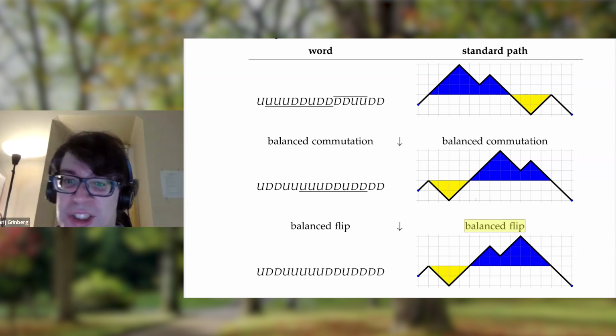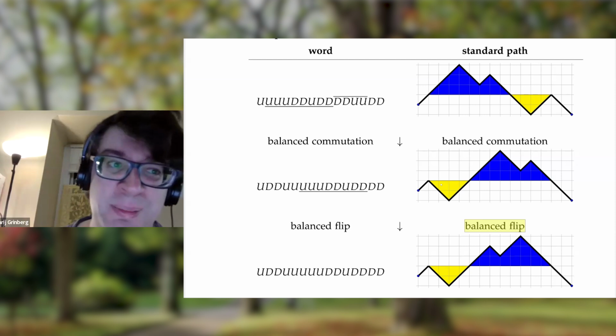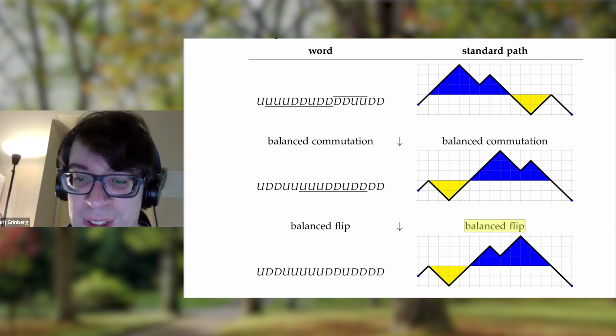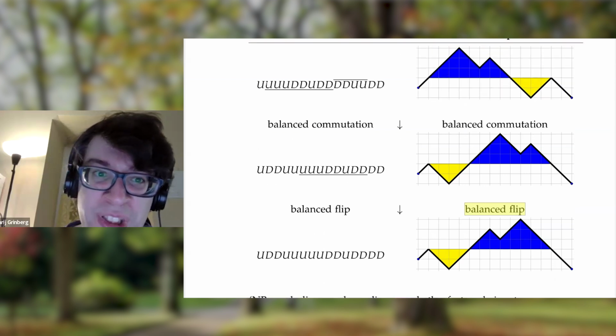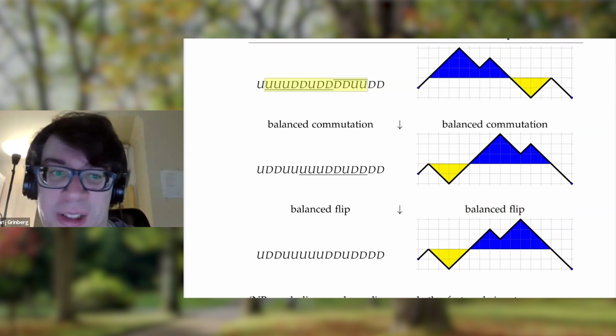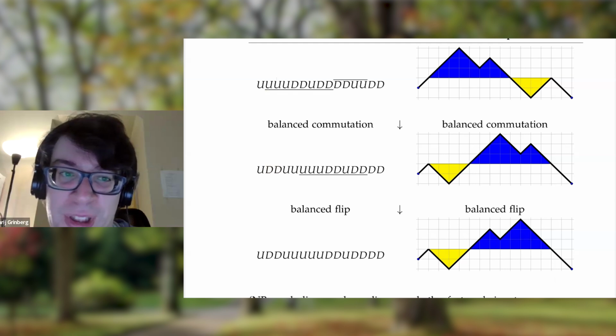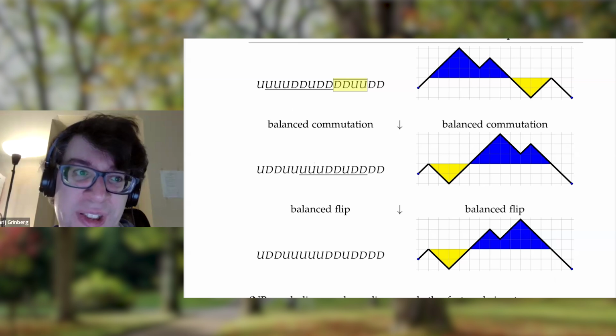So, okay, I realize I should probably not have marked this part in yellow at the bottom. And on the word you see this here, but I think words are just harder to read than pictures. So the underlined and the overlined part are the factors that get swapped.